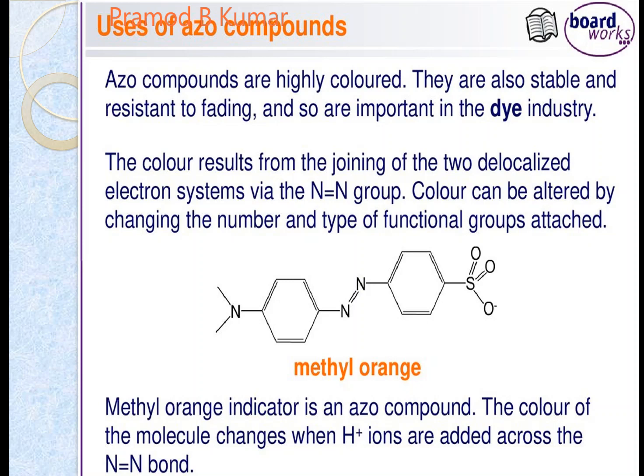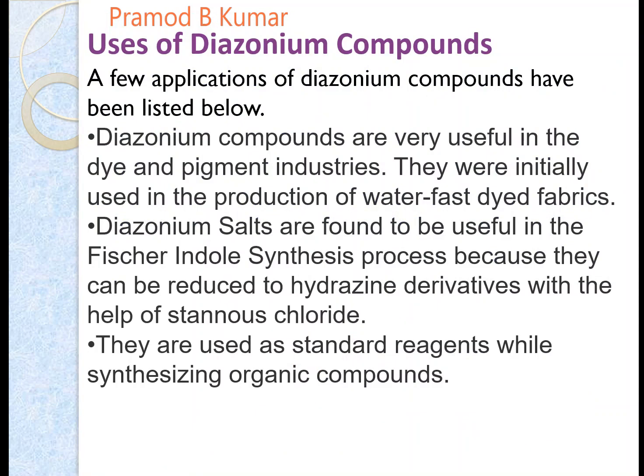In the N=N dye, the color results from the joining of two delocalized electron systems via the N=N bond, and the color can be altered by changing the number of functional groups attached. By changing the functional groups, we can get different colors, and the color changes depending upon the acidic or the basic medium. So some of the uses of diazonium compounds are listed below.